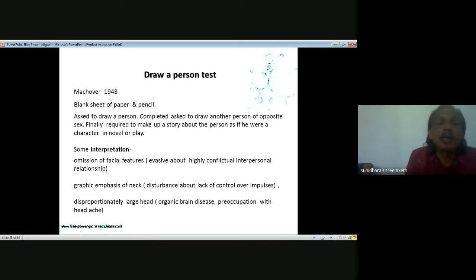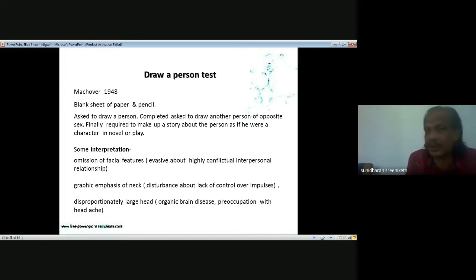Then, a disproportionately large head indicates preoccupation with headache, or in some cases, some organic brain disease. It is very rarely that we see this interpretation. If a person has some problem, it may be due to psychosomatic issues, and the child may often complain about headache, especially when he is ready to go to school. So a disproportionately large head may indicate this, but this is not sure.